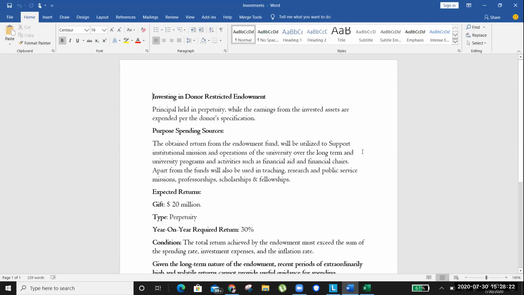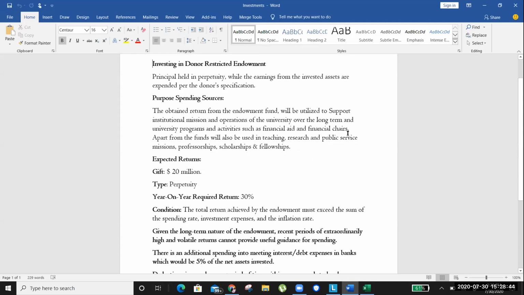With respect to that, I'd like to point out some sources in which we'll be spending this investment income which we'll be getting from your scheme. Some of them will be in our institutional missions, operations of the university, long-term and university programs. There will also be financial aid given to the students in terms of scholarships and fellowships. And from there, we'll move to the next point where we are expecting returns from this investment.